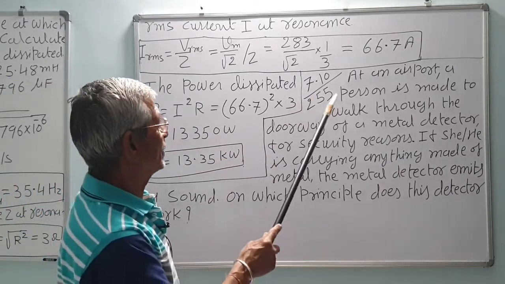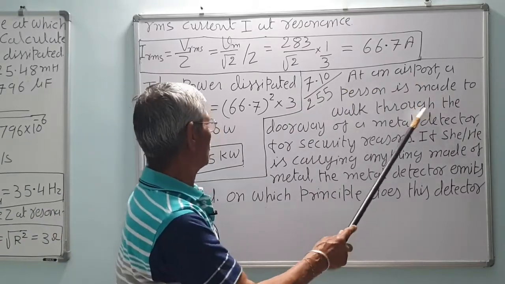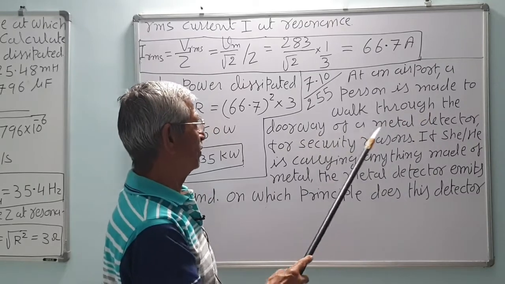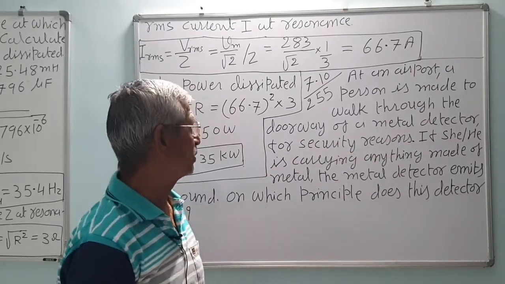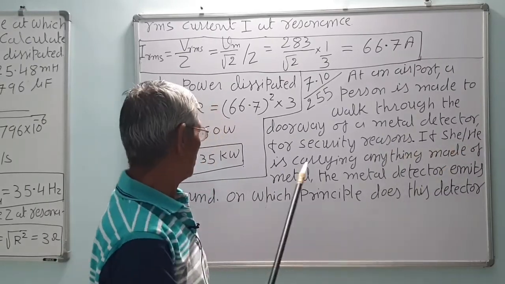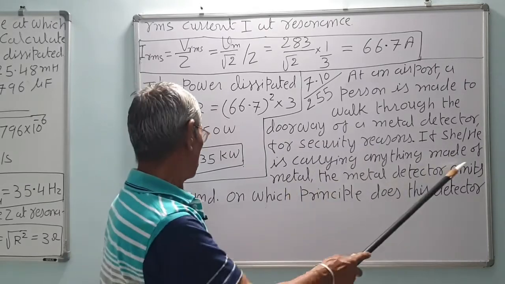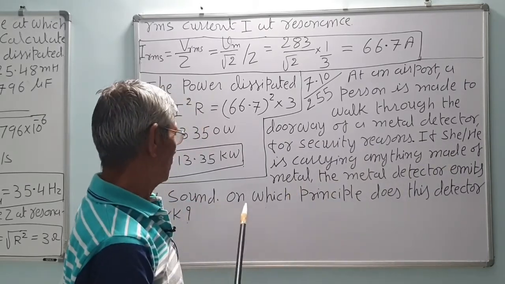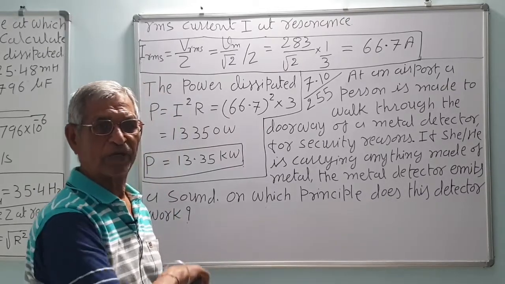Next one, 7.10. At an airport, a person is made to walk through the doorway of a metal detector for security reasons. You know, at the airport there is a security check and you have to pass through that door. If she or he is carrying anything made of metal, the metal detector emits a sound. On which principle does this detector work? It works on the principle of resonance.